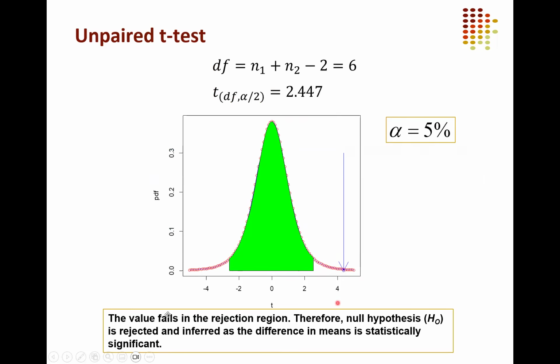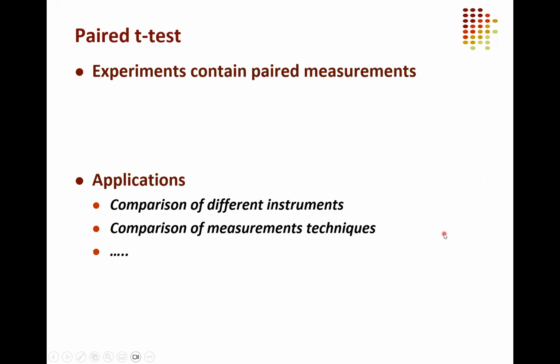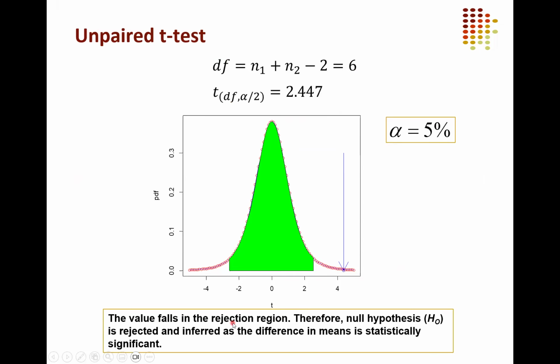So the value falls in the rejection region. Therefore, the null hypothesis is rejected, and it is inferred that there is a significant difference at the 5% level of significance.